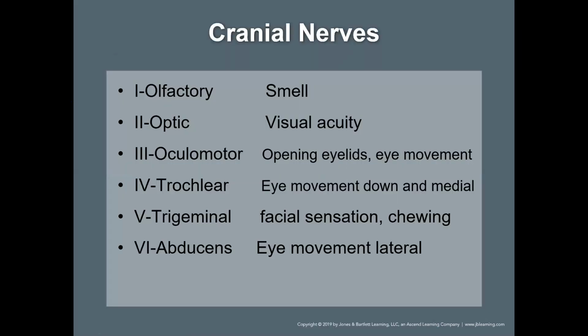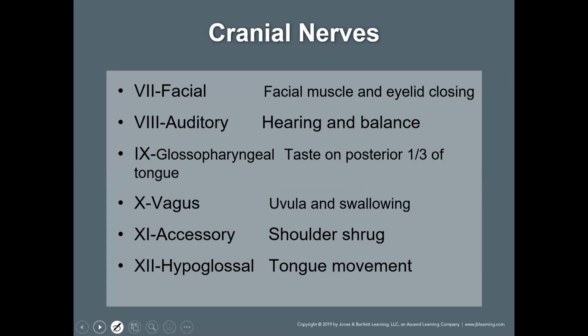All right, so cranial nerve number 1, olfactory; 2, optic; 3, oculomotor; 4, trochlear; 5, trigeminal; 6, abducens; 7, facial; 8, auditory; 9, glossopharyngeal; 10, vagus; 11, accessory; and 12, hypoglossal.